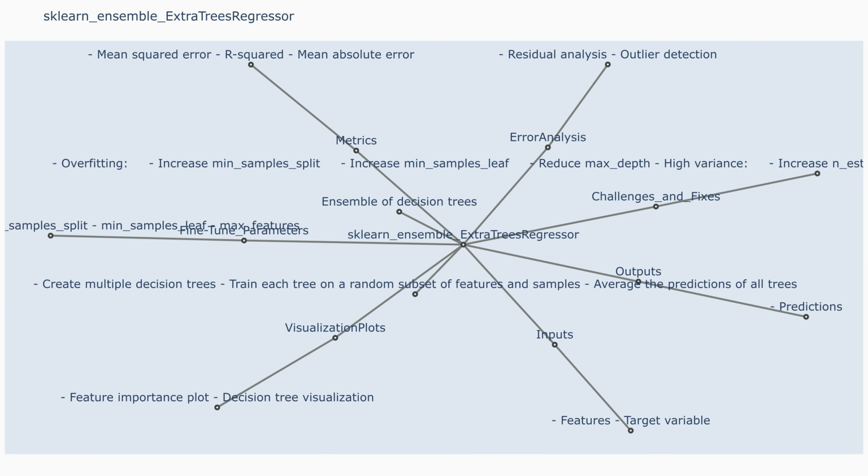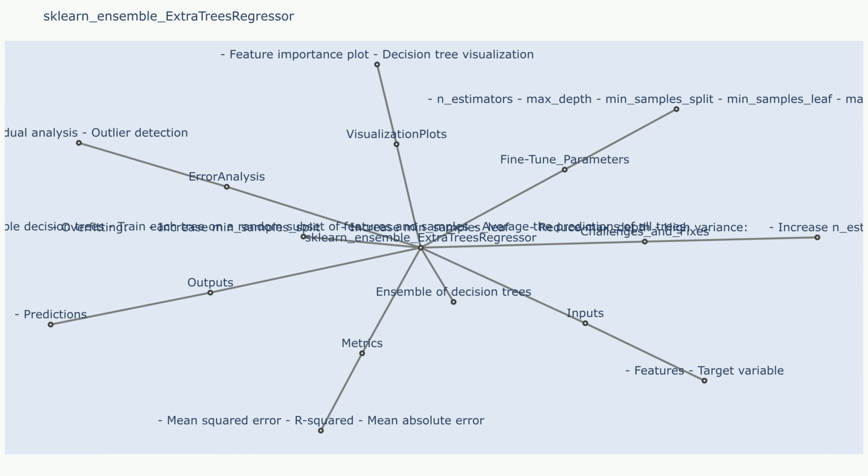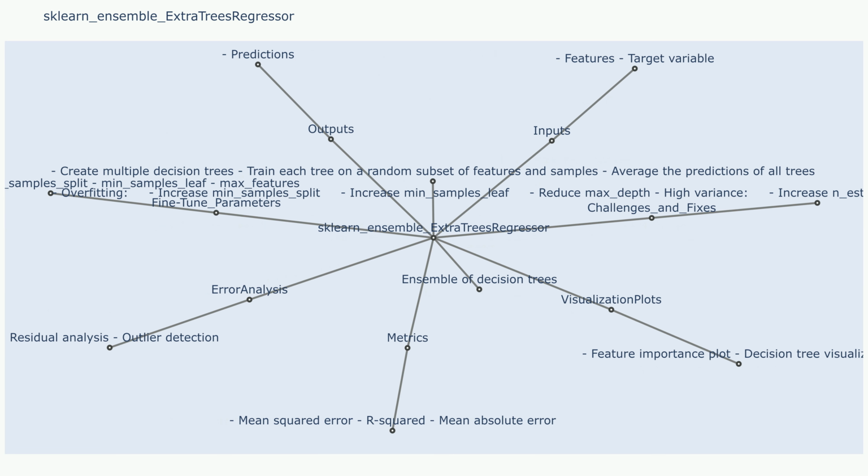sklearn Ensemble Extra Trees Regressor. Description: Extra Trees Regressor is an ensemble learning method for regression that operates by constructing a multitude of decision trees during training and outputting the mean average prediction of the individual trees. Each tree is built using a random subset of features and data points, leading to a diverse ensemble. This randomness helps in preventing overfitting, making Extra Trees Regressor robust to noisy data.